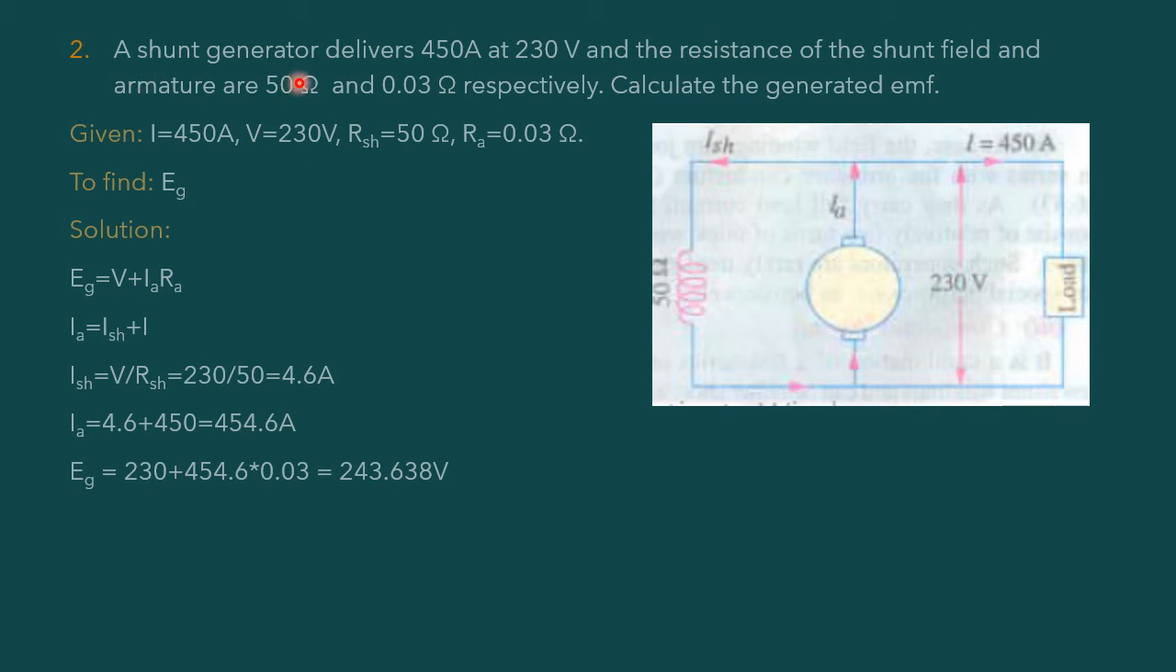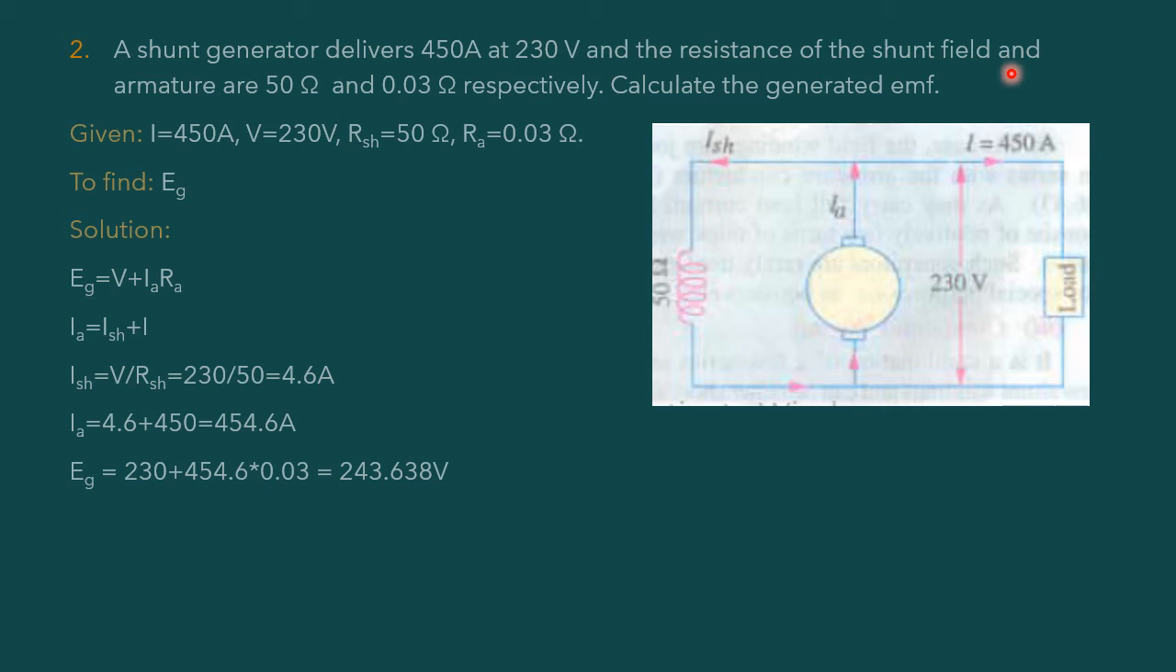Now it is given as a shunt generator. It delivers 450 amps at 230 volt. That means this is the generator, so the output is electrical, and the 450 amps at 230 volt are the load current and load voltage. First you draw the shunt generator: the armature, the shunt field winding, and here the load. The current flowing through the load is 450 amps and the voltage is 230 volts. So V is equal to 230 volt and IL is equal to 450 amps.